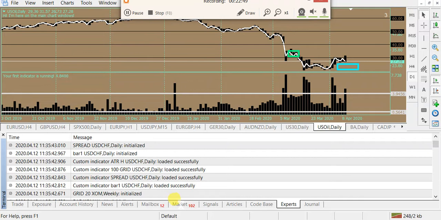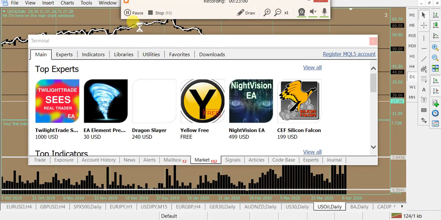We're still waiting for this market to load. I don't think it's going to load. Anyways, we're going to have to give up on that. Okay. Here's a $1,000 robot. Wow. Twilight Trader. We're still waiting for stuff to load here, but here's a free one. I guess this is everything. Robots and indicators. So there's quite a bit to pick from here.